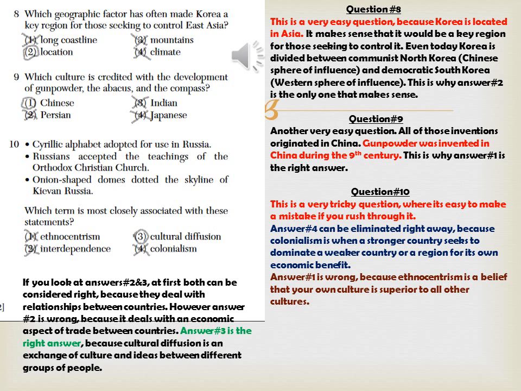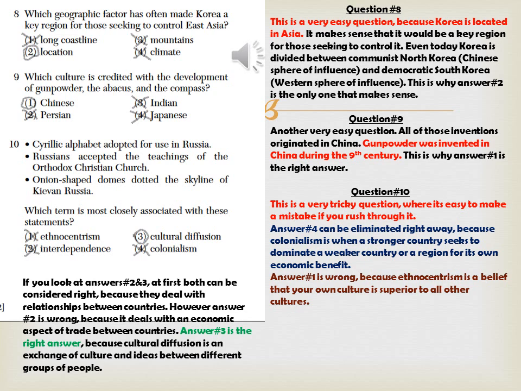Now, question number 10 is the very, very tricky one, where I can see why a lot of students would make a mistake if they rush through it, which is why you don't want to rush through your Regents. At the same time, of course you shouldn't be taking it slow, but you want to keep your timing just right.